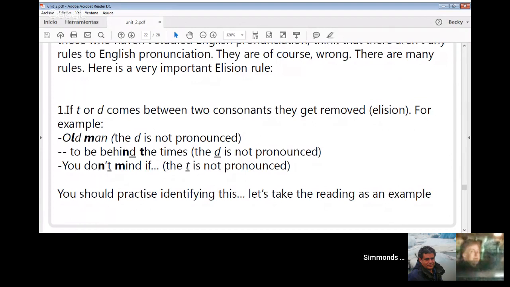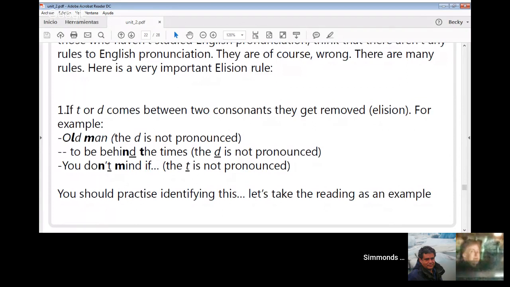Old man, to be behind the times. You don't mind if. Good. And that's exactly what it is. Now, do you think you can do that a bit faster? Old man, to be behind the times. You don't mind if. Okay. So that's good. And Ken, what about you? Can you give this a try? Sure. Old man, to be behind the times. You don't mind if. Okay, well that was definitely quick, so that's perfect.